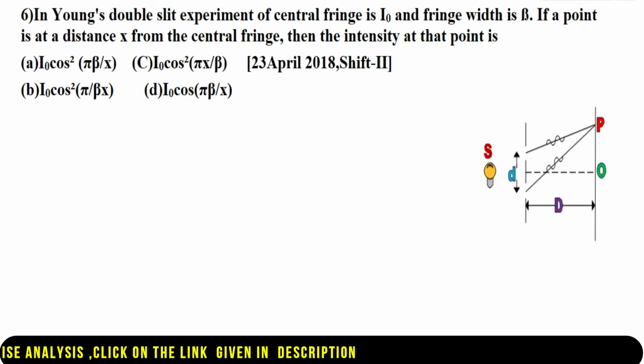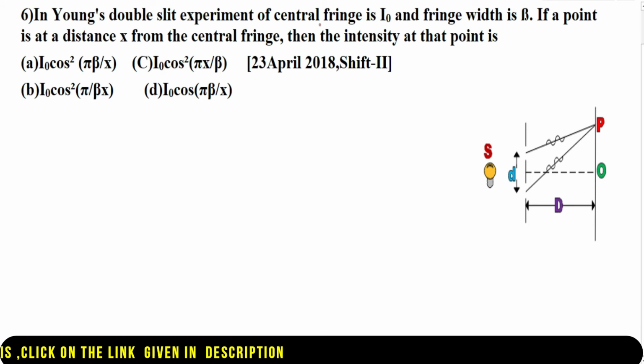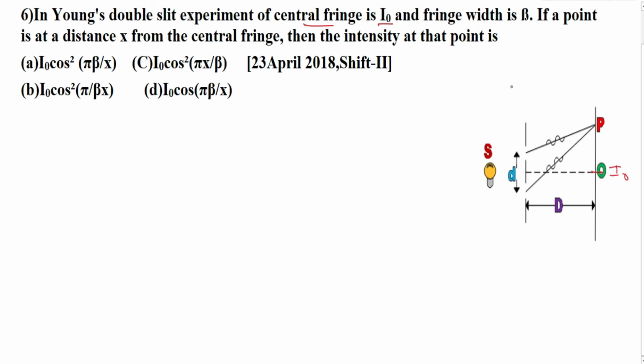Okay. Now let us see what he gave. He said that the intensity of central fringe is I0. That means the intensity of central fringe which is formed at O is I0, and the fringe width is beta. If a point is at a distance x from the central fringe, let me take that point as this point. This is the point at a distance of x from the central fringe.